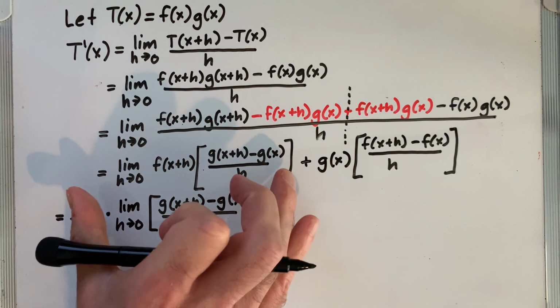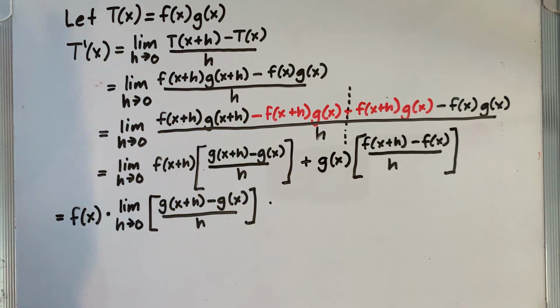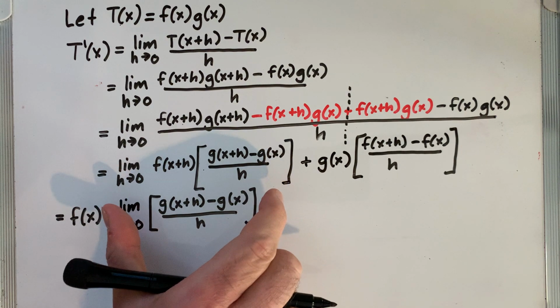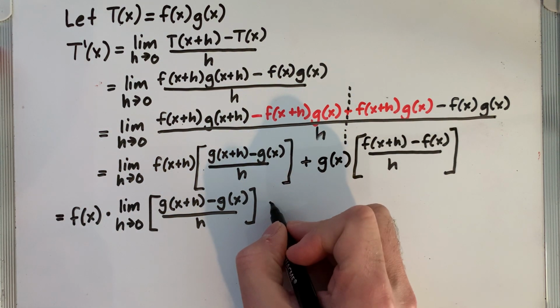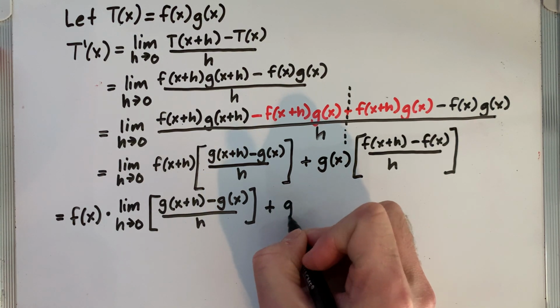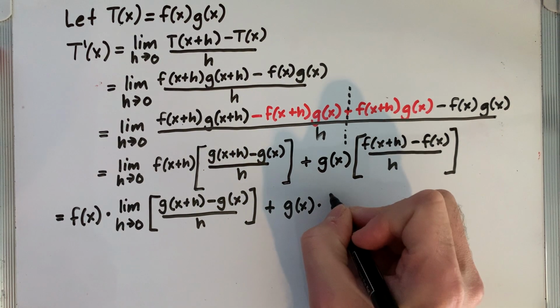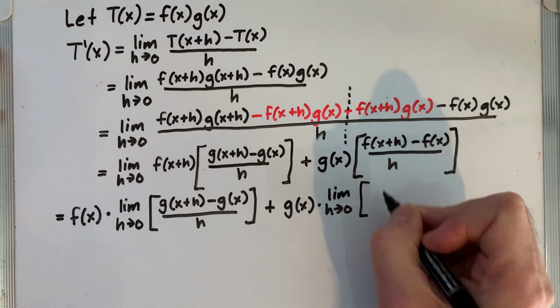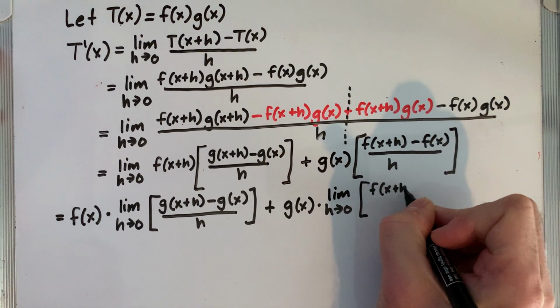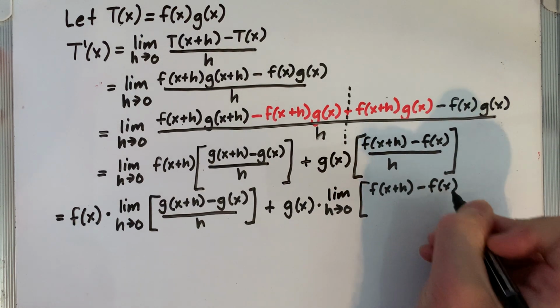And I'm going to break the limit down by the rules that we have for limits, that I can do the limit of this first term plus the limit of the second term. So we're going to come back here with plus g of x times the limit as h goes to 0 of what I've got here, okay?